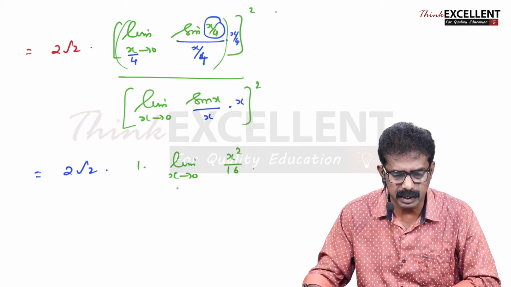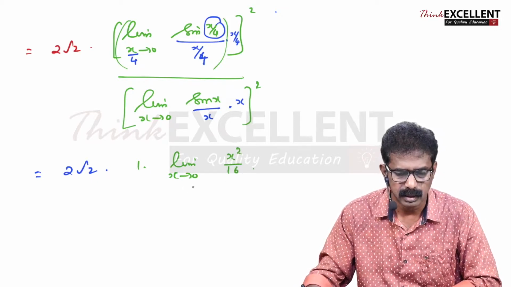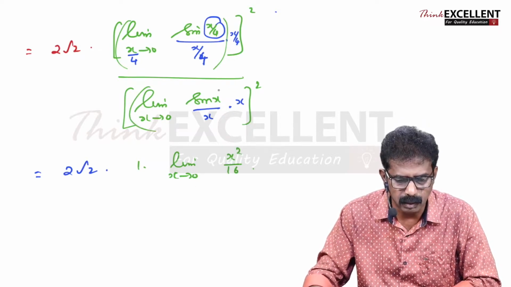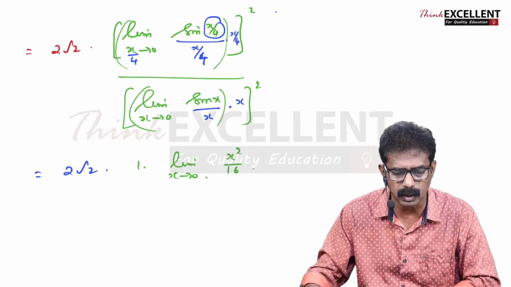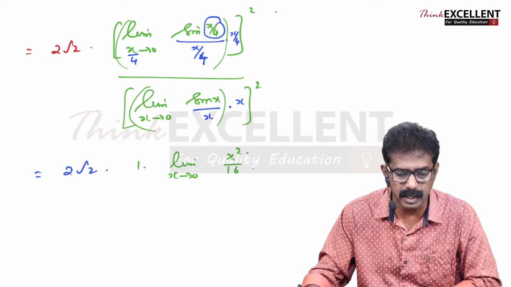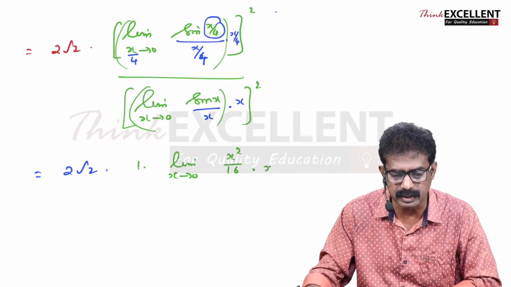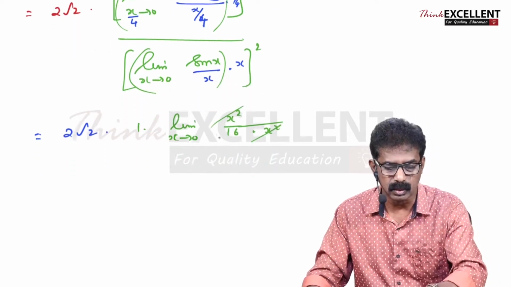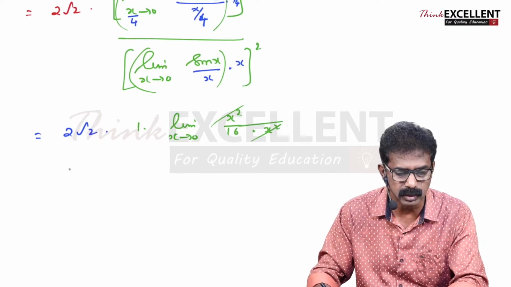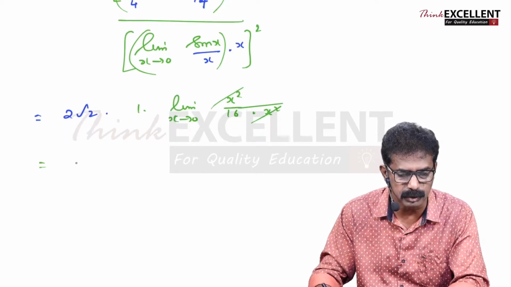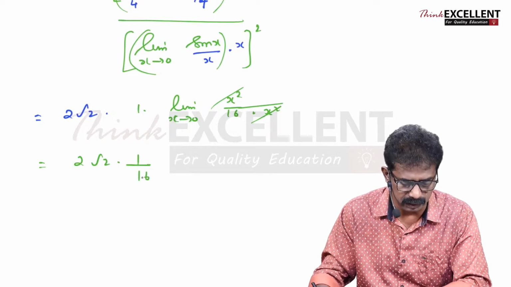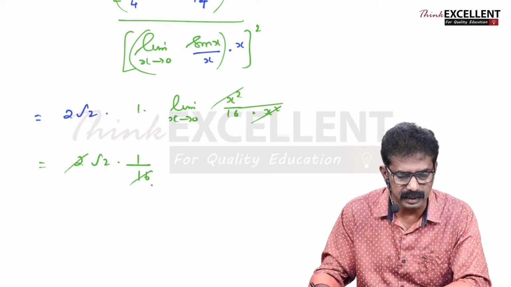Same way in the denominator, what do you have here? This part will be 1, right? You are getting x square in the denominator. You have an x square in the denominator, so that x square cancels. Okay. So 1 by 16, take it out. No x there, so you cannot substitute anything. So 2 root 2 into 1 by 16. If you cancel, you are getting 8 here.